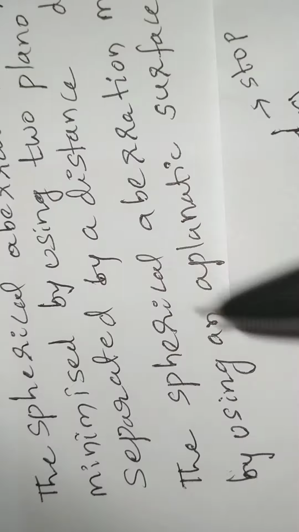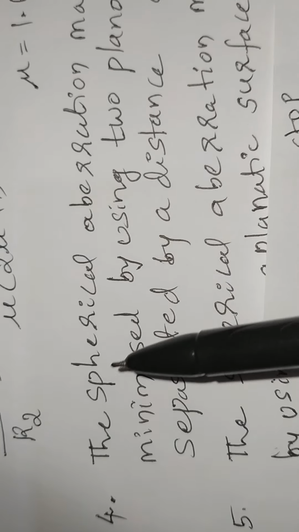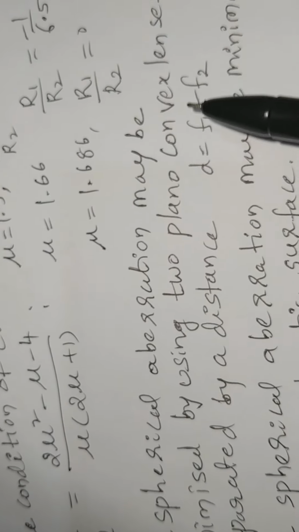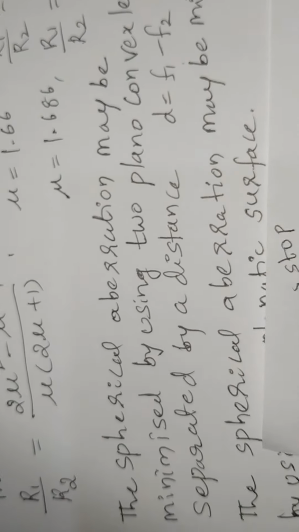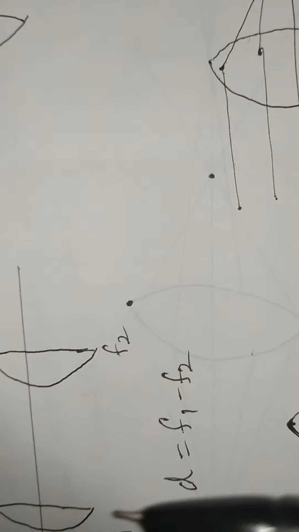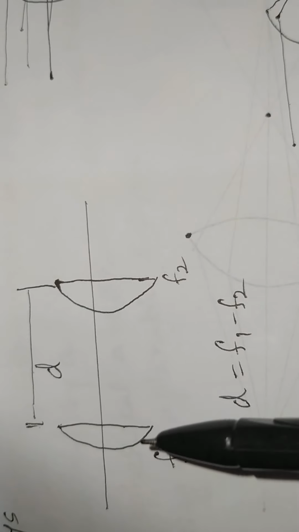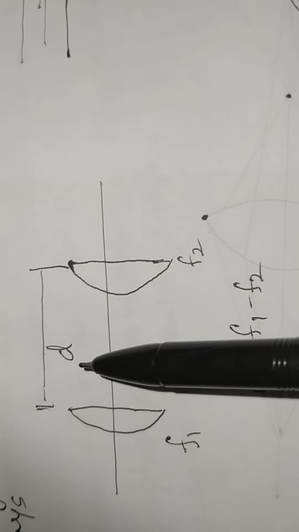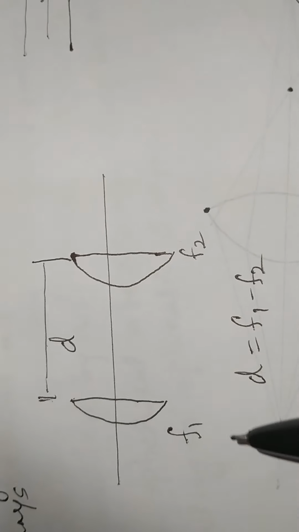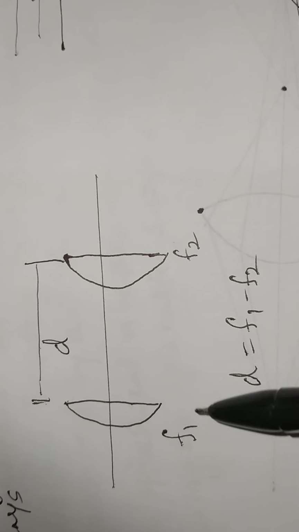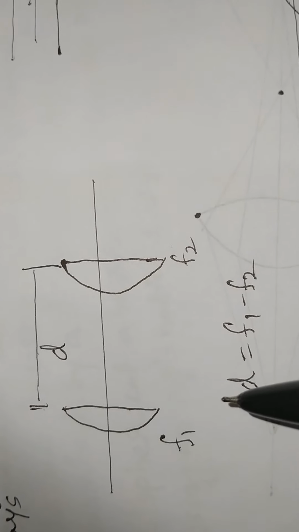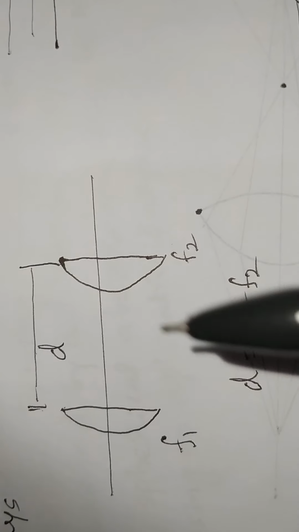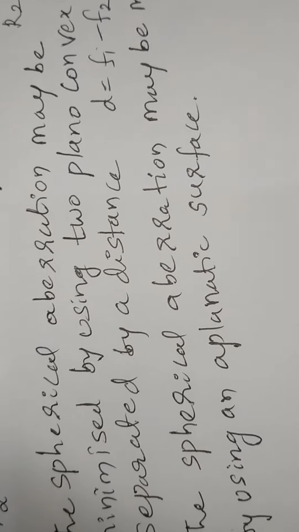The fourth one: spherical aberration may be minimized by using two plano-convex lenses separated by a distance. For example, here are two plano-convex lenses with focal lengths f1 and f2, separated by a distance d. This separation should be equal to the difference of their focal lengths. If this condition is satisfied, then this system reduces the spherical aberration.